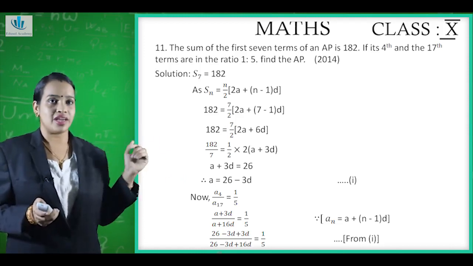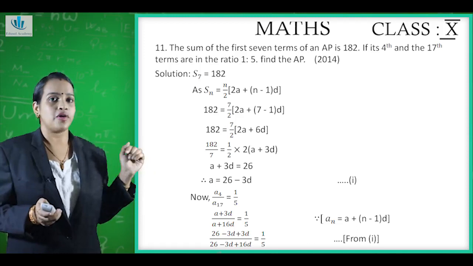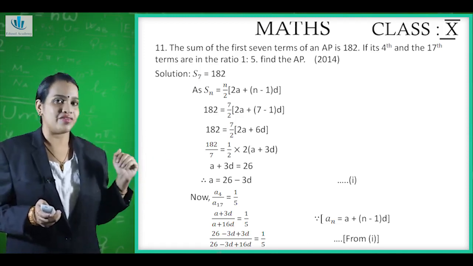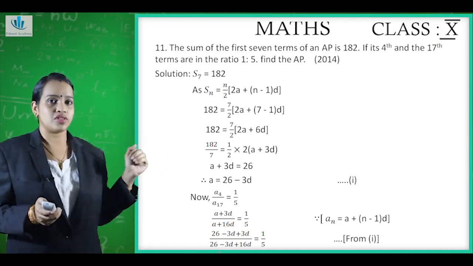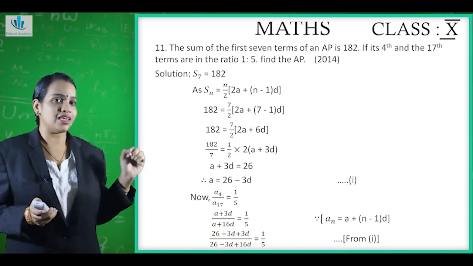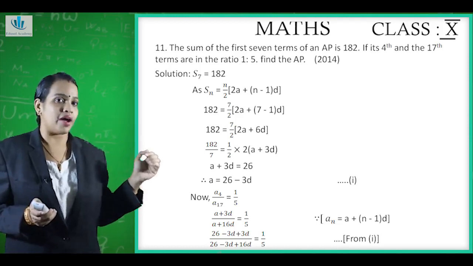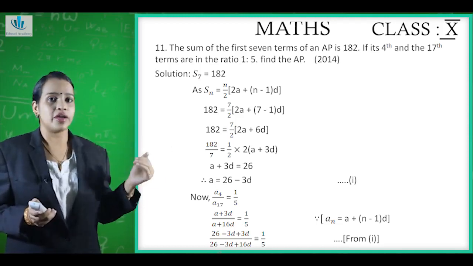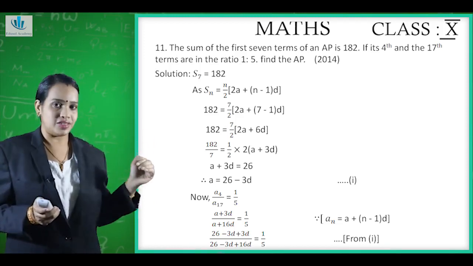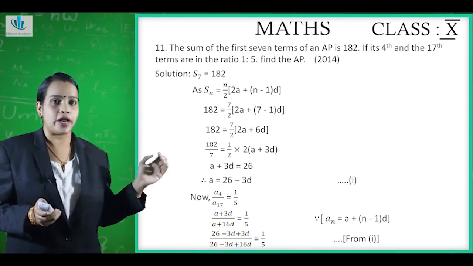Now you know the ratio of A4 upon A17 is equal to 1 upon 5. It is already given in the question. So when we solve it, we will put the formula of the term, that is An is equal to a plus n minus 1 into d. So here it becomes a plus 3d upon a plus 16d, which is equal to 1 upon 5.